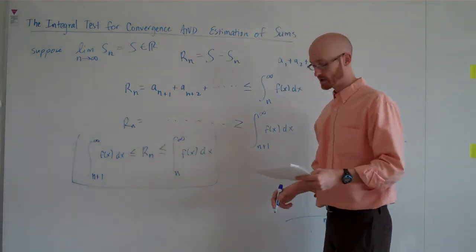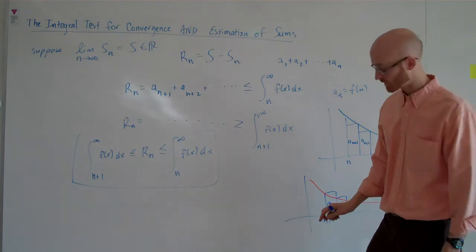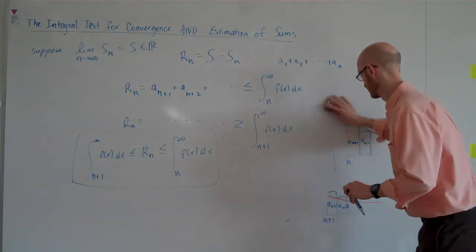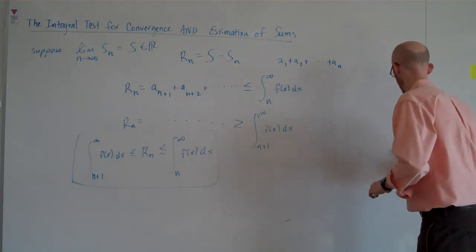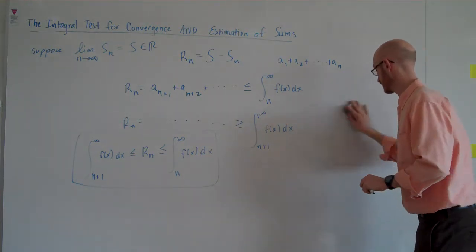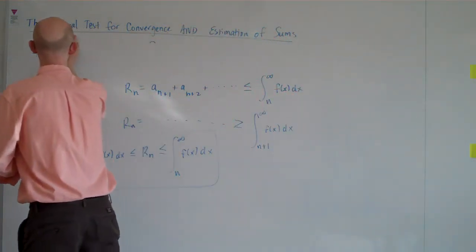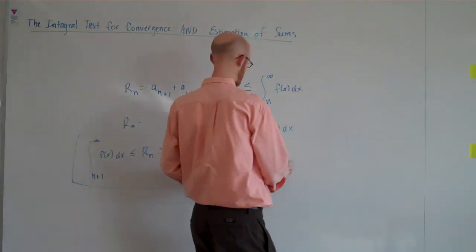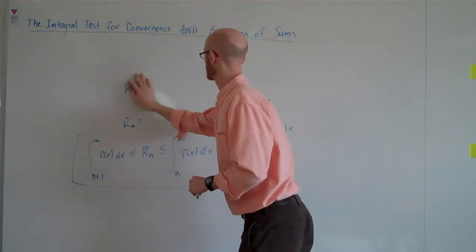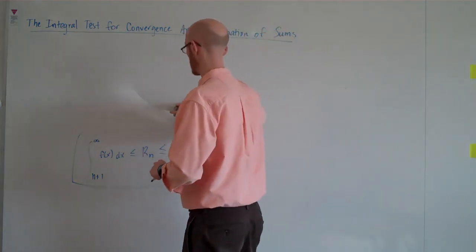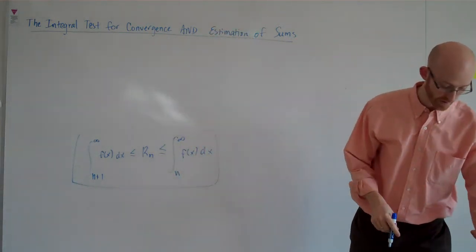So this is going to allow us to approximate sums. And what we'll be able to do is not only tell you how far off we are, but we'll also be able to say, okay, if you wanted a certain amount of accuracy, here's how far you'd have to go to get that amount of accuracy.